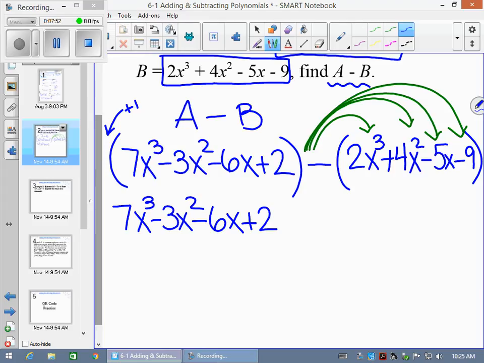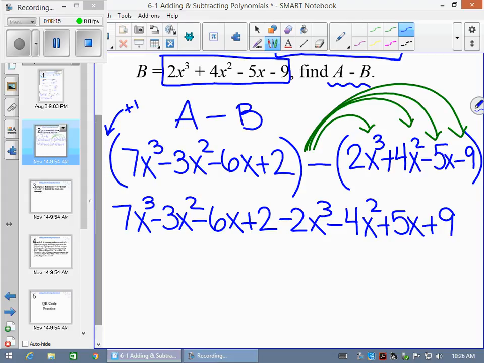Because now what's going to happen is my positive 2x to the third is going to become a negative 2x to the third. My positive 4x squared is going to become a negative 4x squared. My negative 5x is going to become a positive 5x. And my negative 9 is going to become a positive 9. Every single term in that polynomial should have changed its sign.